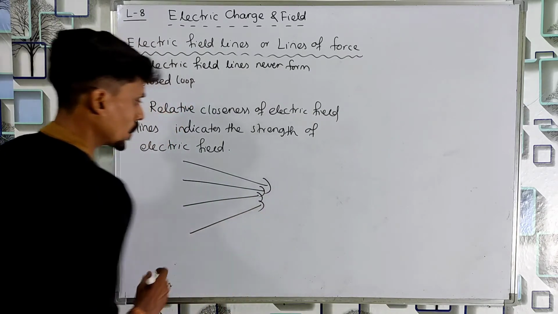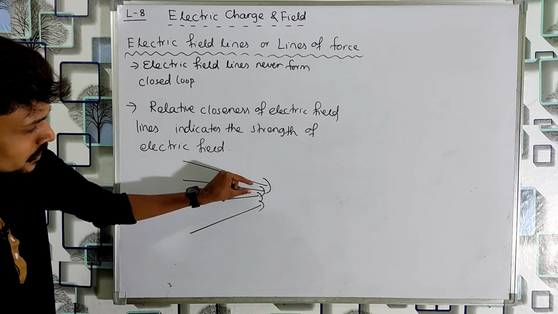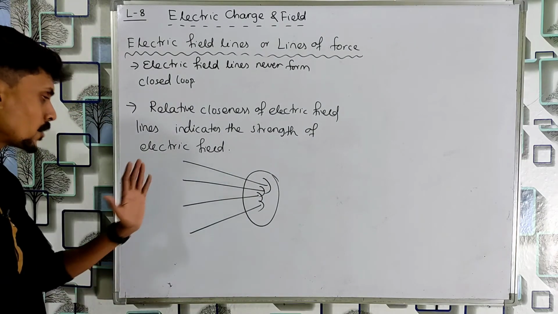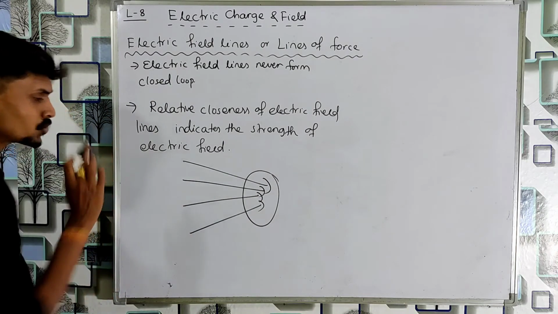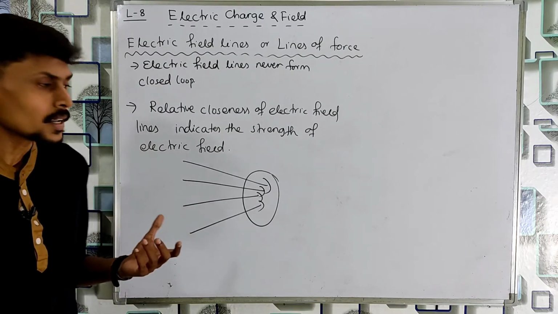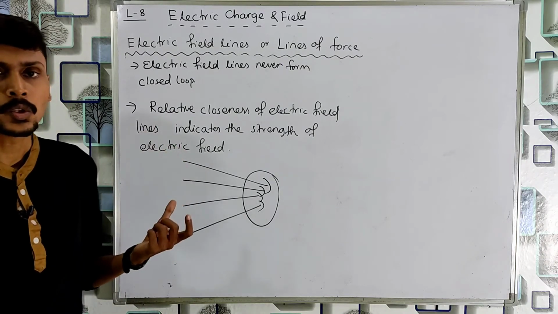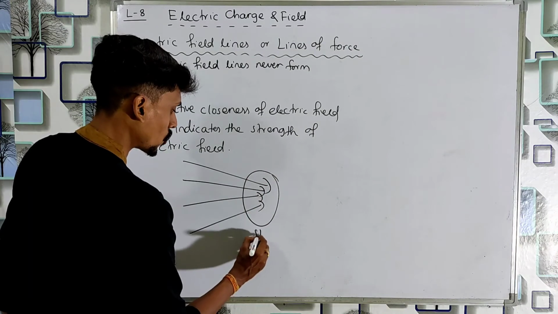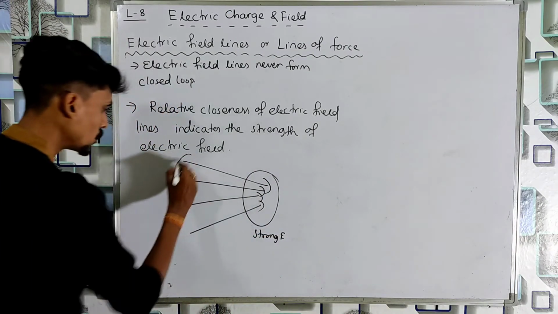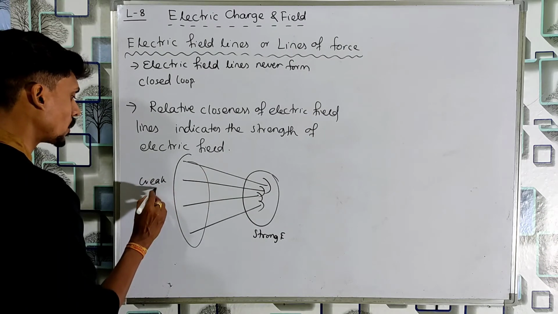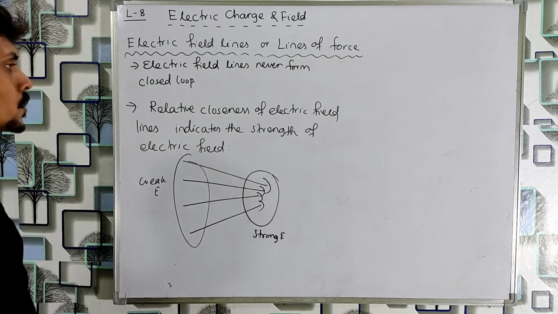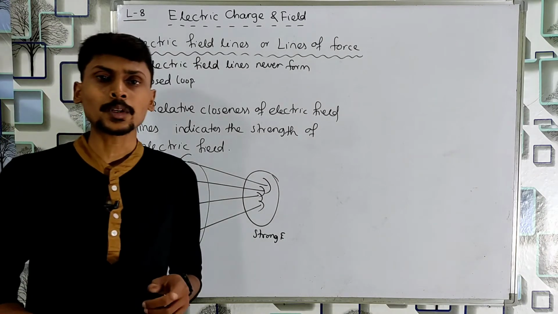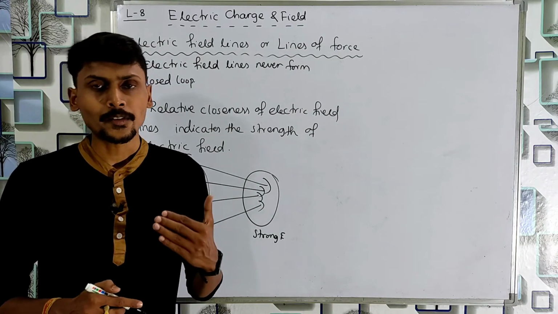then you can see that the distance between, or the gap between, electric field lines is less in this region. But if you look at the left side, the gap between electric field lines is large, or we can say that the electric field lines are more close to each other at this end. That means this region has a strong electric field and this region has a weak electric field. The relative closeness of electric field lines indicates the strength of the electric field.